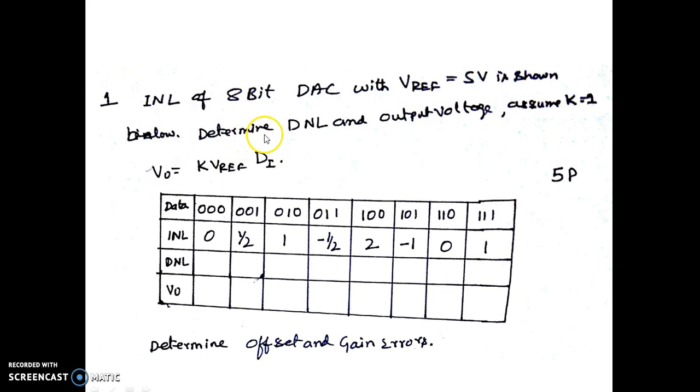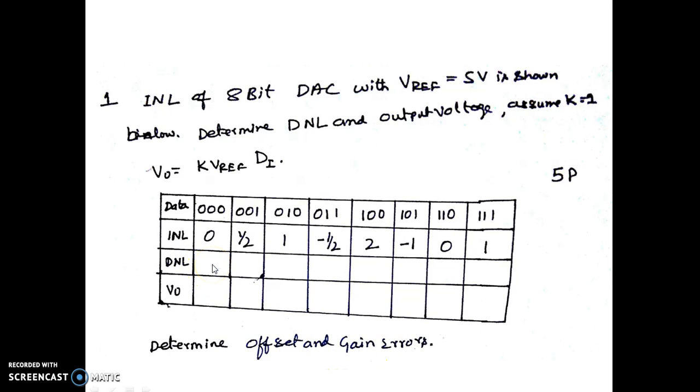You are asked to determine the DNL and the output voltage, and it is assumed that the value of K is equal to 1. So we know that V0 is equal to K times V reference into DI. The data given is 0, 0, 0, 0, 0, 1. The corresponding INL is given for all 8 different combinations because this is a 3-bit DAC. And we are also asked to find the offset and the gain errors.